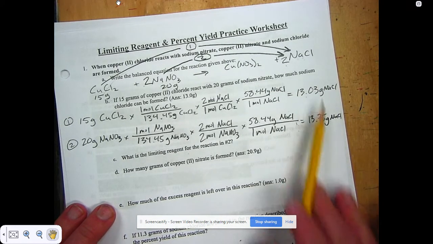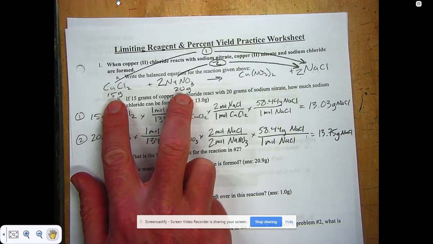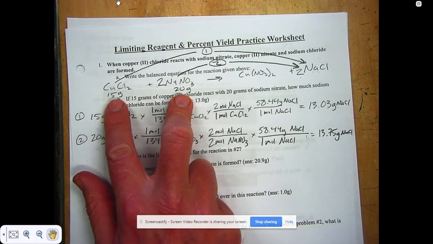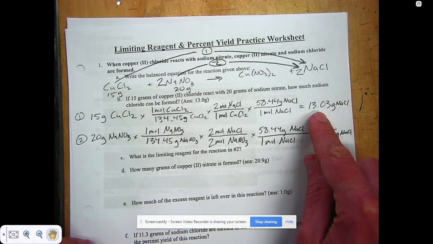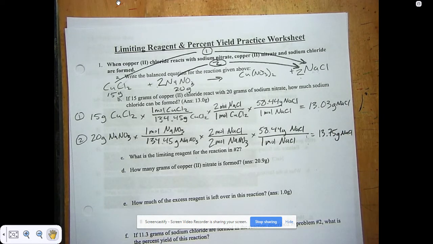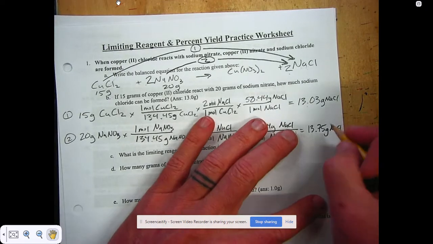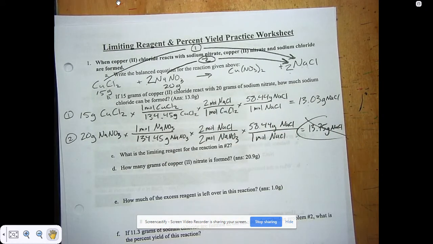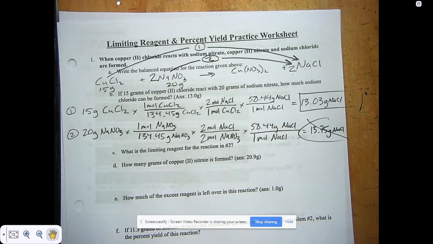Now, both of these can't be right. If we mix 15 grams of copper 2 chloride with 20 grams of sodium nitrate, we're either going to be able to make 13.03 grams of sodium chloride or 13.75. If we go back to the sandwiches, we'd realize that the smaller number is correct and the bigger number is incorrect. So we can actually make 13.03 grams of sodium chloride.